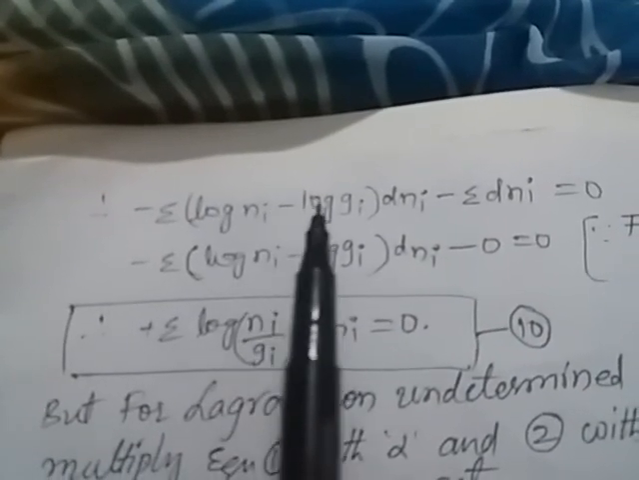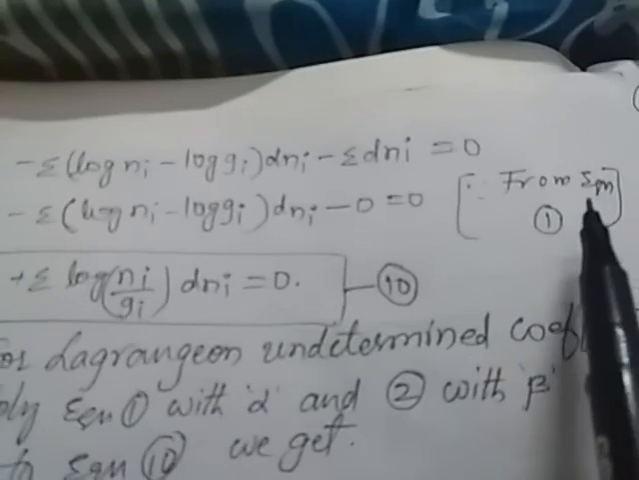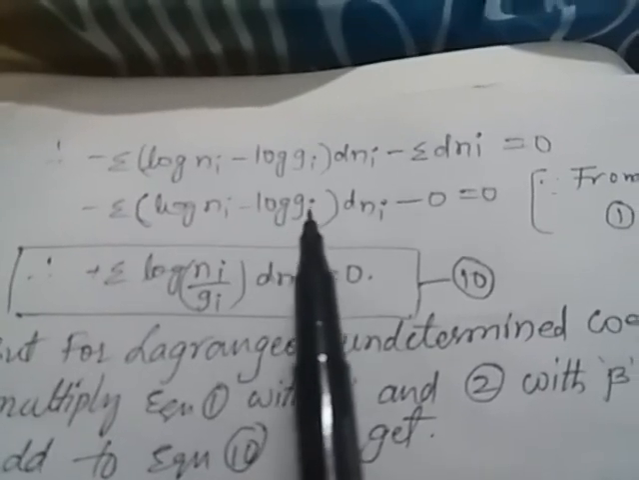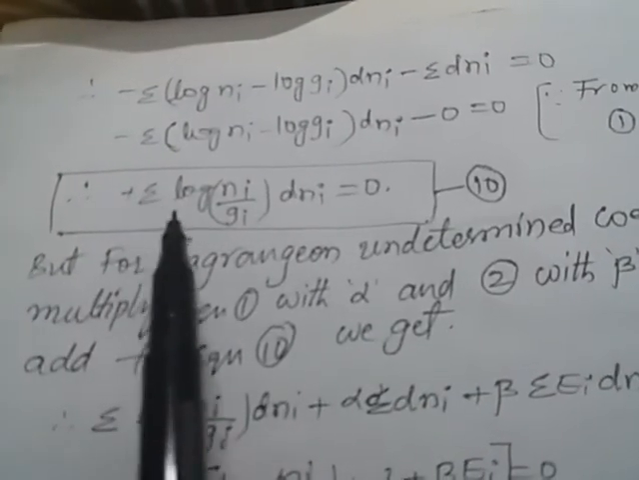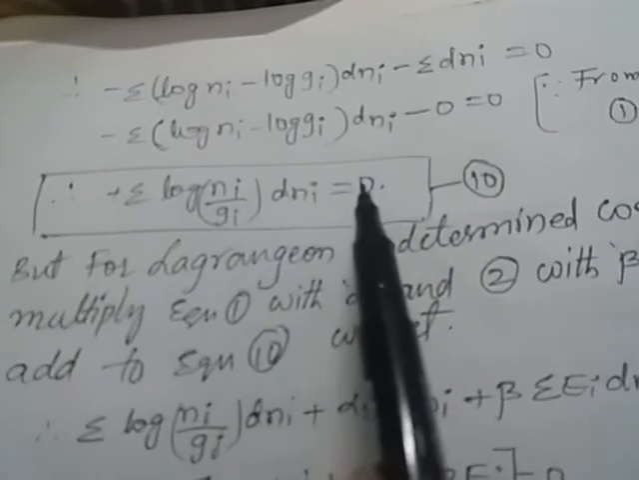So in this concept, let us take the dni common. So minus sigma log ni minus log gi into dni, take the common, and minus sigma dni, that equals 0. So therefore, according to your equation 1, sigma dni equals 0 we can take. So minus sigma into log ni minus log gi dni minus 0 equals 0. Therefore minus sigma into log ni by gi into dni equals 0.